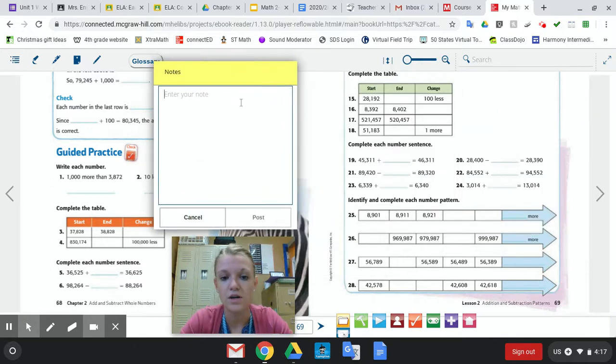Okay. Number 19, we're figuring out how much we are adding or subtracting from a number to get to the answer. So we have 45,000 here. We're moving to 46,000. We've obviously added 1,000. Number 20, 28,400 minus something equals 28,390. Going from 400 to 390. It sounds like we're only 10 away, so they must have taken away 10.